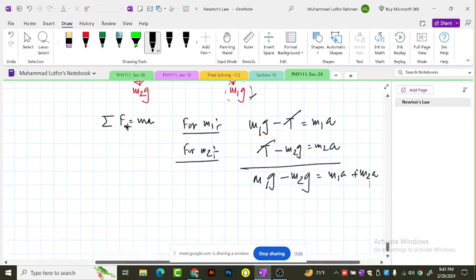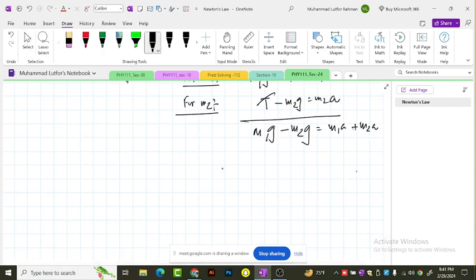I can factor out G and A from both sides. If you factor out G, it should be M1 minus M2.